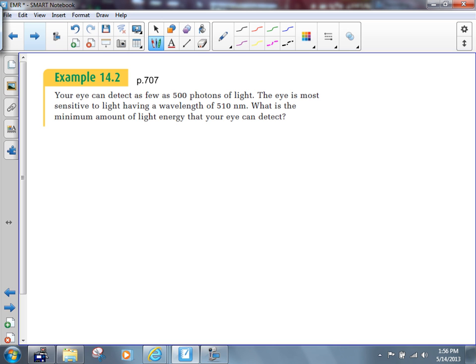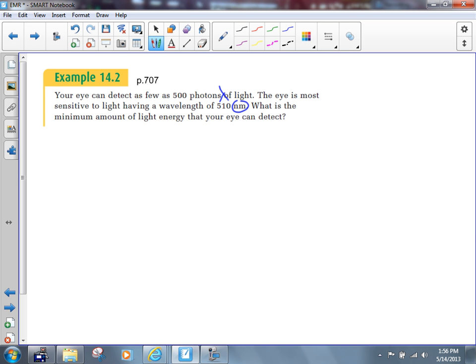Let's take a look at the next one here. This one's a bit tougher. Same basic concept, but forces us to think just a little bit harder here. It says your eye can detect as few as 500 photons of light. Your eye is most sensitive to light having a wavelength of 510 nanometers. What's the minimum amount of light that your eye can detect? The minimum amount of energy that your eye can detect.